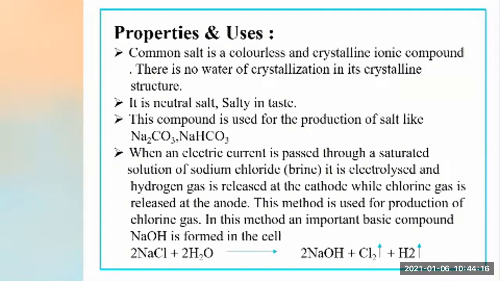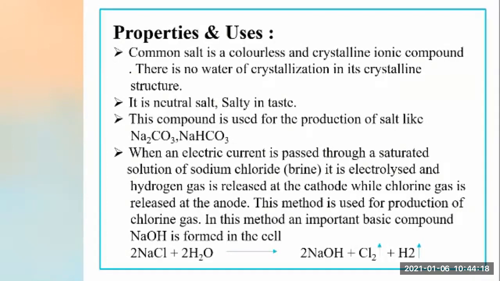hydrogen gas is released at the cathode. Now see, hydrogen gas has positive nature and the cathode is negative in nature, so hydrogen gas will be attracted towards the cathode, while chlorine gas is released at the anode. As chlorine is negative in nature, it will get attracted to the positive terminal. So the anode is positively charged, hence chlorine gas is released at the anode.